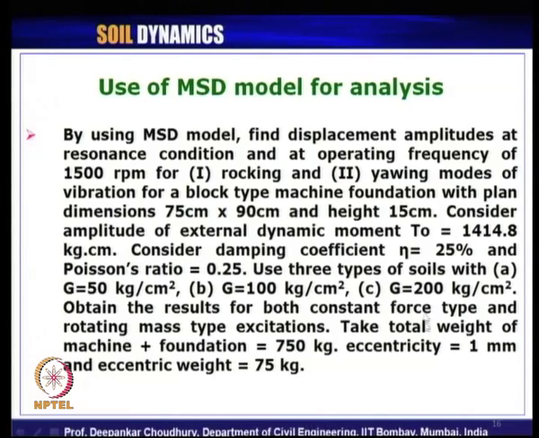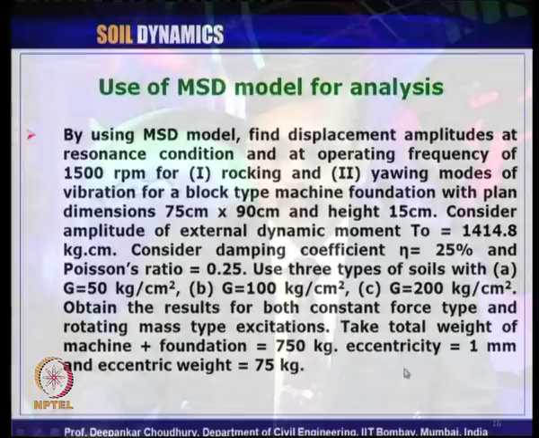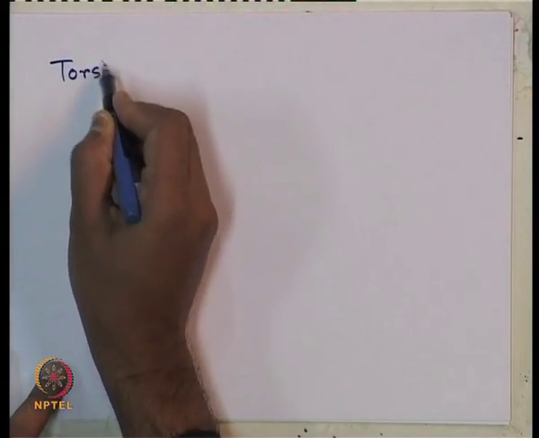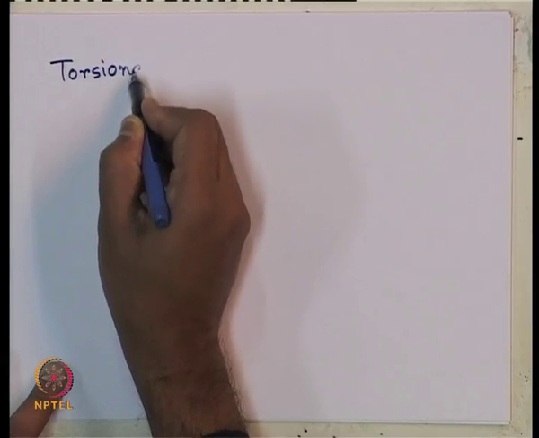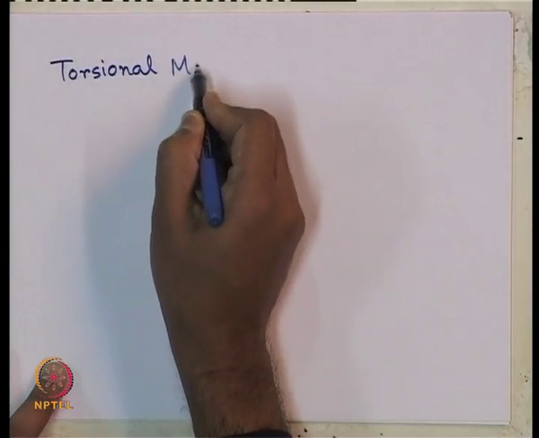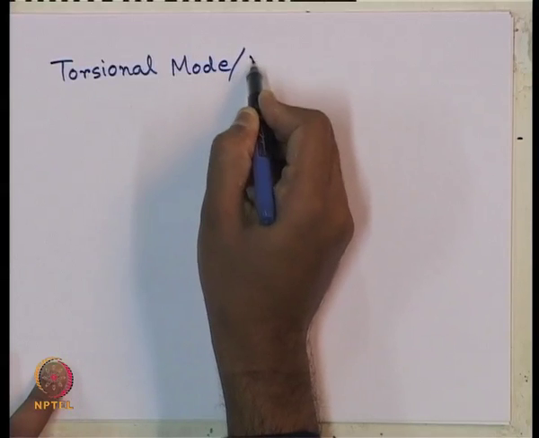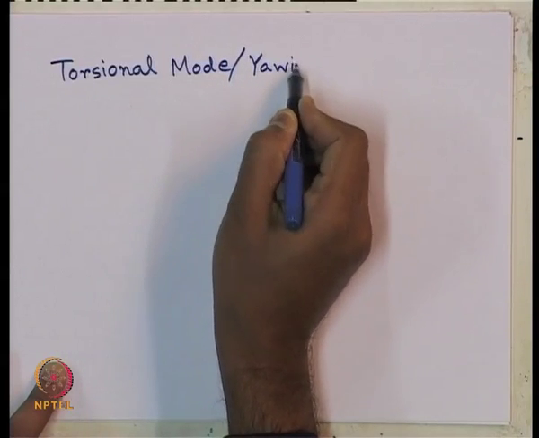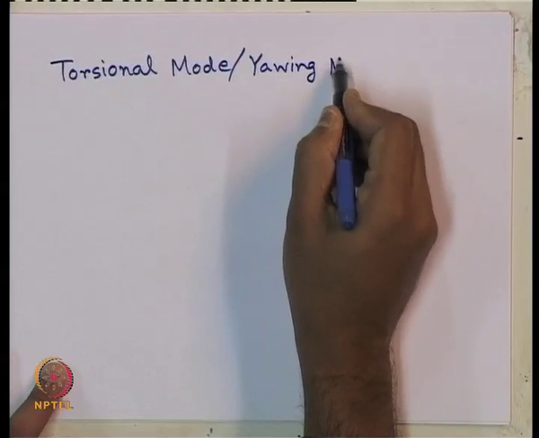Let us now move to yawing mode of vibration. Yawing is nothing but torsional mode of vibration. So, for torsional mode of vibration, let us see how the expressions etc. change. Torsional mode or yawing mode of vibration.